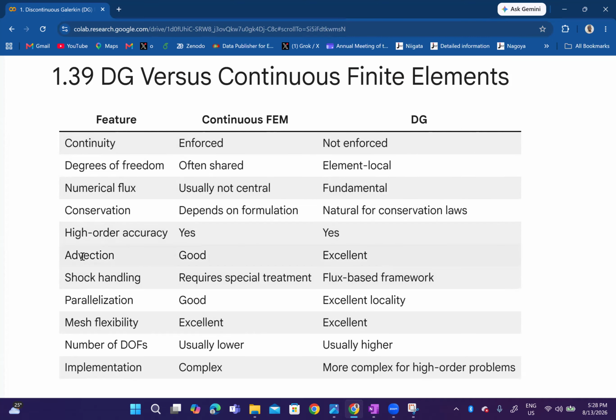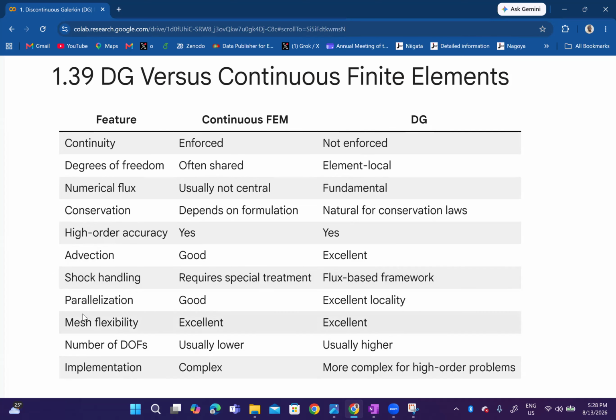Then for advection, continuous FEM is good with advection, and advection is excellent with DG. Then shock handling. Continuous FEM requires special treatment, but in DG, flux-based frameworks are required. Then for parallelization, it is good with continuous FEM, but there's excellent locality in the discontinuous Galerkin. So parallelization is excellent with the discontinuous Galerkin.